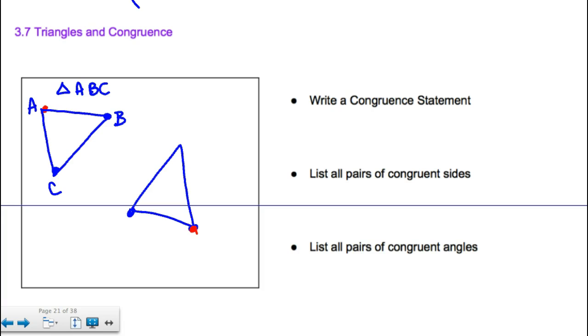I don't know why it goes red sometimes. It's possessed again. We'll call this D, E, F.